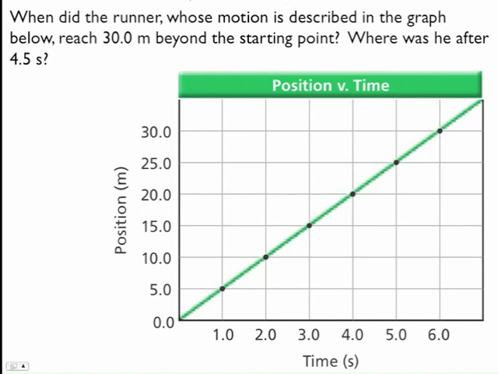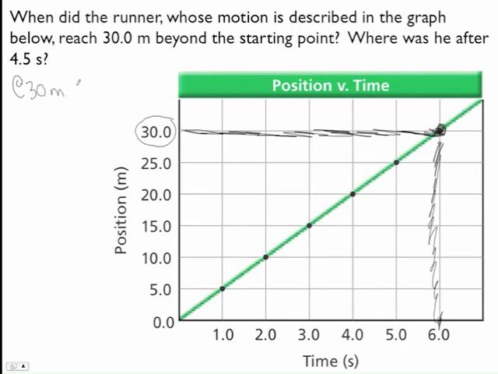Now here's a problem they might give you where you have to interpret a graph. They say, when did the runner, whose motion is described in the graph below, reach 30 meters beyond his starting point? So they want to know what time his distance was 30 meters. You can just go across, and it's this point right here. I'm not very good at drawing straight lines. It's at 6 seconds. So at 30 meters, he was at 6 seconds.